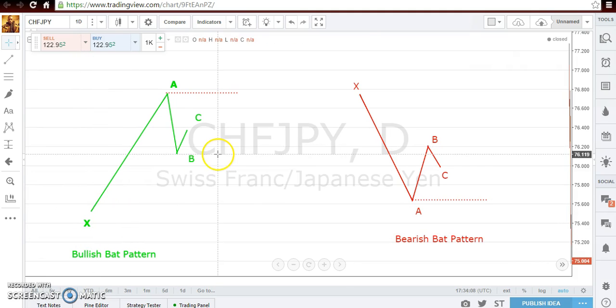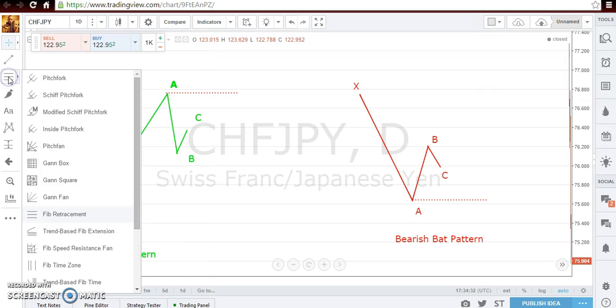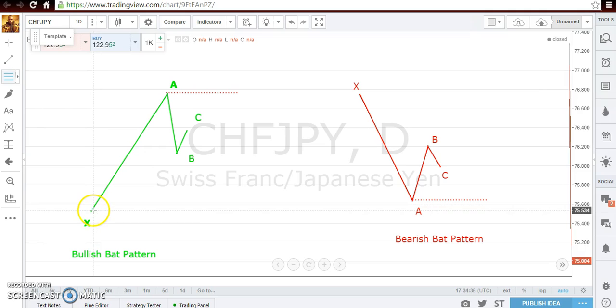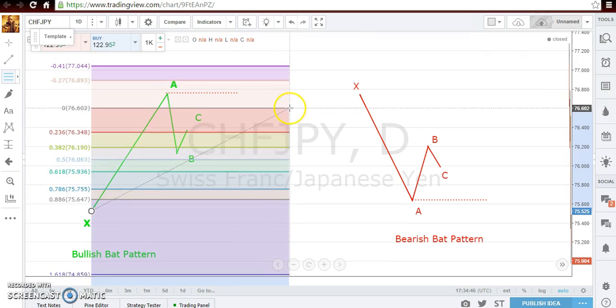Okay, so now onto the final piece of the puzzle in drawing and identifying the bat pattern. Unlike the Gartley pattern, where you get the entry point by using the Fibonacci extension, in the bat pattern case you don't do that. To get the entry point, or the C to D leg of a bat pattern, you simply use your Fibonacci just like the way you used it at the start, by drawing it from the starting point of the first impulse leg to the end point of the first impulse leg. So we're going to draw the Fibonacci from X to A.